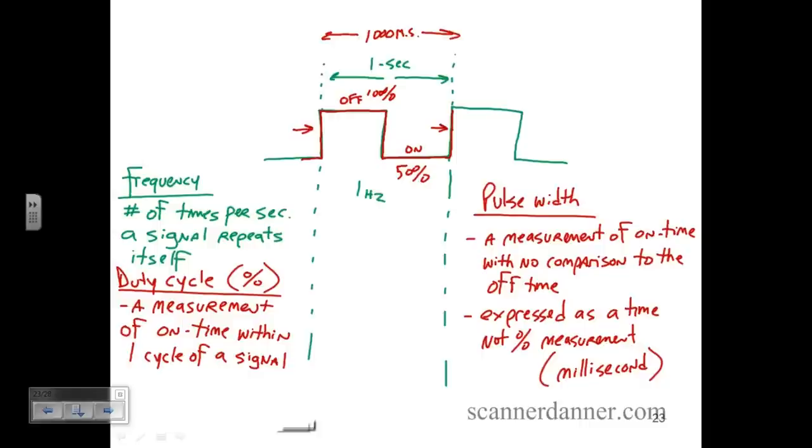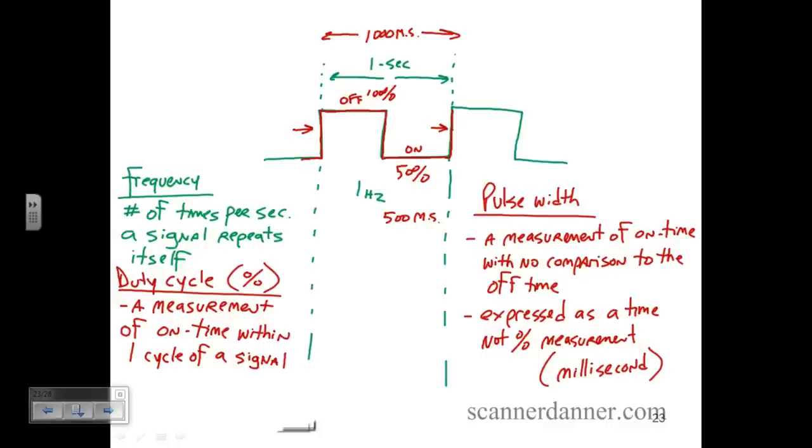If you don't, too bad, you need to. 1,000 milliseconds is a second, okay? And you see my percentage, half of that, it's just easy math here, would be 500 milliseconds, or if you wanted to use a decimal, would be 0.5. Our pulse width in this picture is 500 milliseconds, okay?